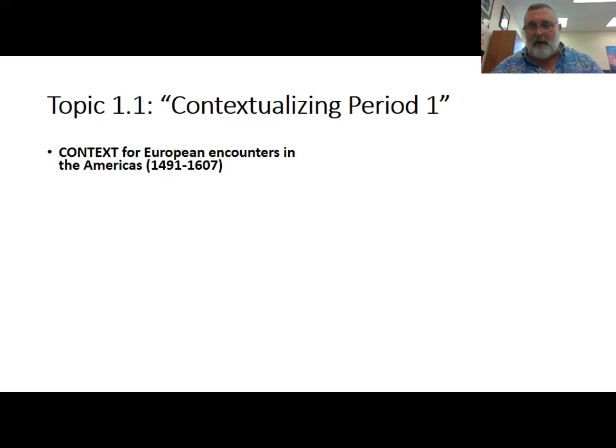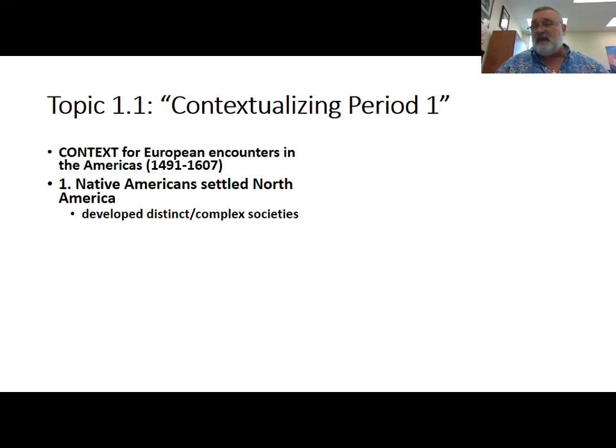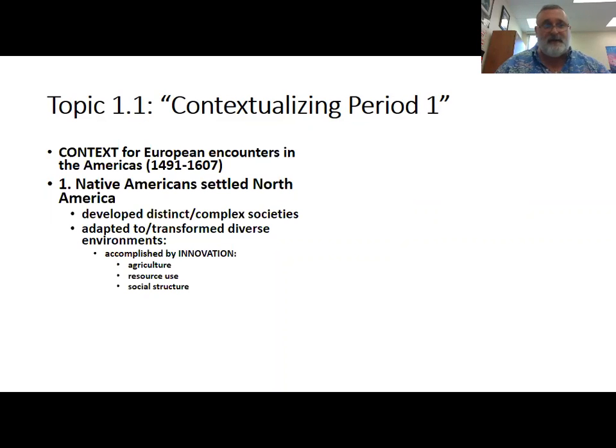What were some things about Native Americans? So you need to understand that Native Americans came here over the land bridge in Asia. They settled in different parts of the Americas. They developed very distinct, very complex cultures that were largely based on the environment. So the environments in which they lived shaped how they did things. They were very innovative. So how they approached food production, food gathering, how they lived, where they lived, what they lived in, their social structure, all is centered around the environment.